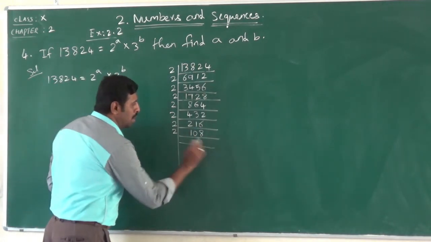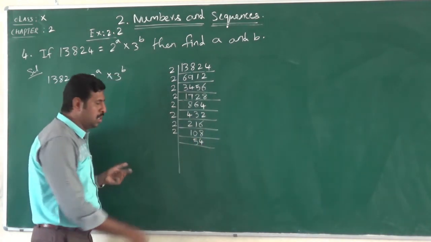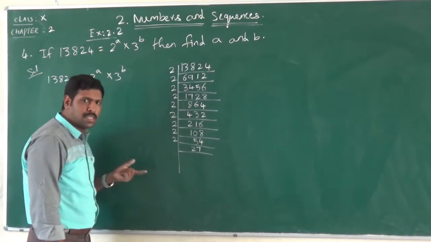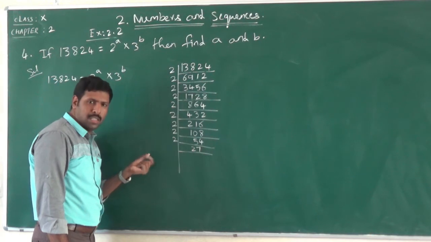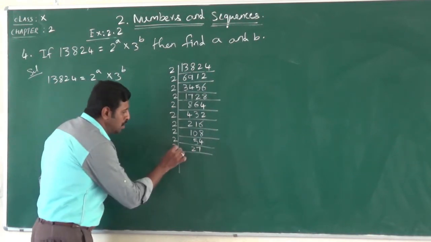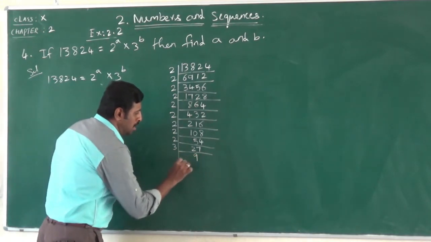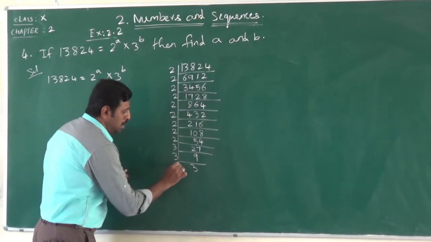Divide by 2: 108 is divided by 2, we get 54. Then 54 is divided by 2, we get 27. 27 is an odd number, so it is not possible to divide by 2. So we take the next prime number, which is 3. 3 9s are 27, and then 3 3s are 9, 3 1s are 3.